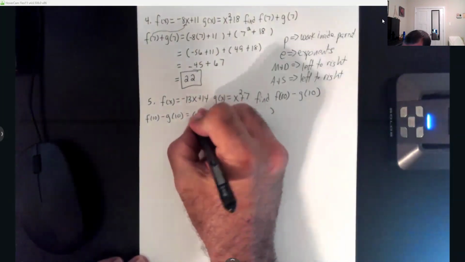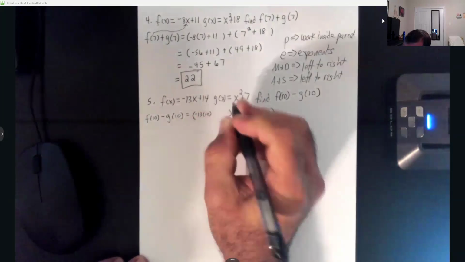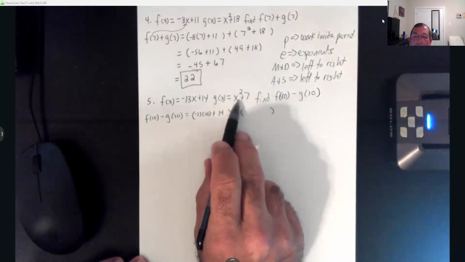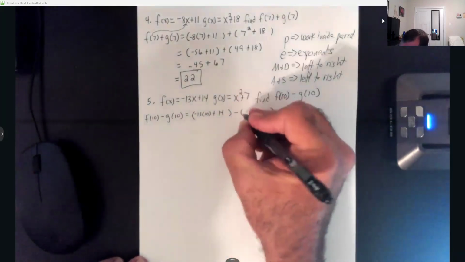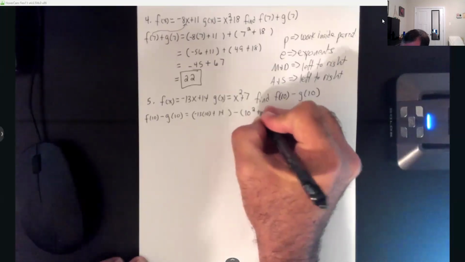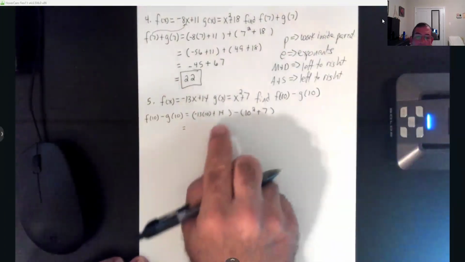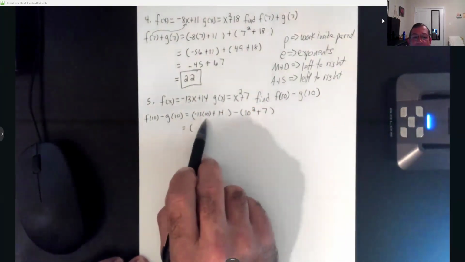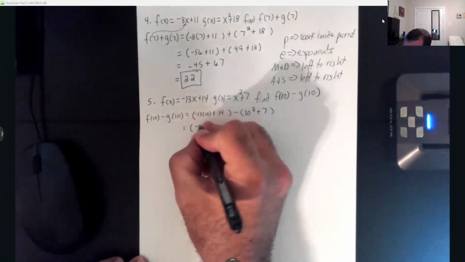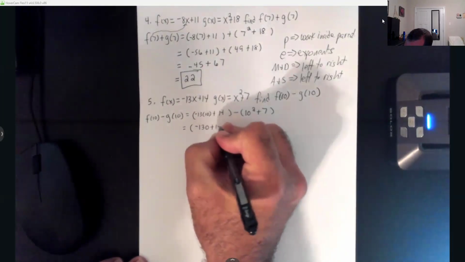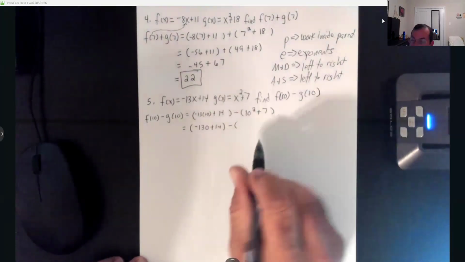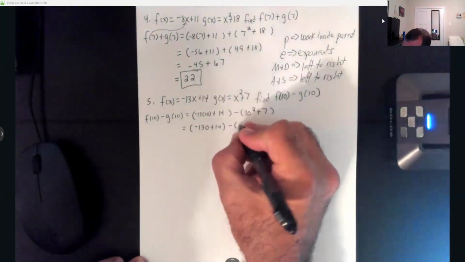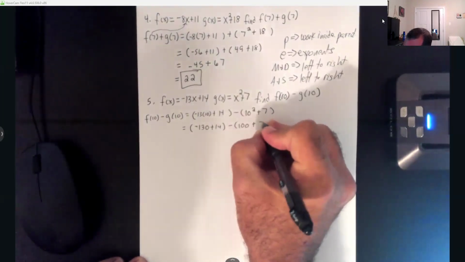So this will be negative 13 times 10 plus 14. And the second one will be 10 squared plus 7. Okay, so I'm going to do like I did here and just work inside these parentheses for a second. So negative 13 times 10 is a negative 130 plus your 14. Over here, minus this parentheses, I'm going to square the 10. And that's going to give me 100 plus my 7.